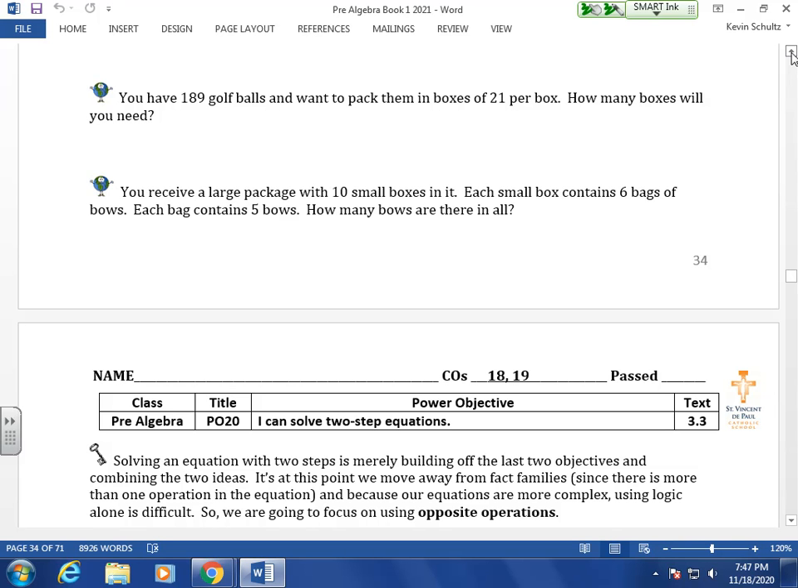a contextual example, a real life situation of this one-step equation, where you would divide 189 by 21 to get the number of golf balls that could fit in a box. Or sorry, how many boxes you will need. Okay, you are dividing the total 189 into groups of 21 because you want 21 per box. How many groups of 21 can you make, or how many boxes do you need? The answer there would be 9.